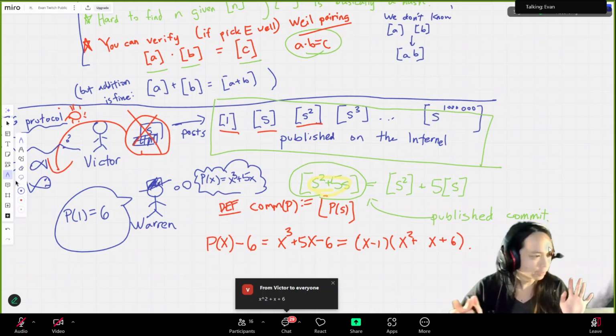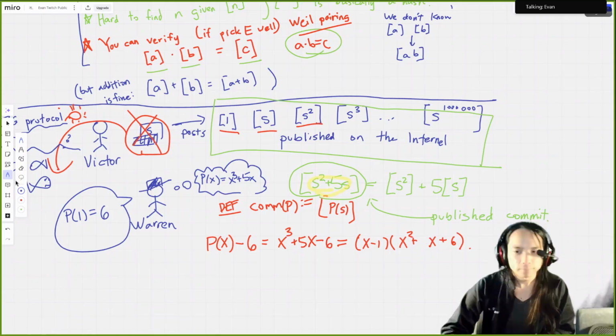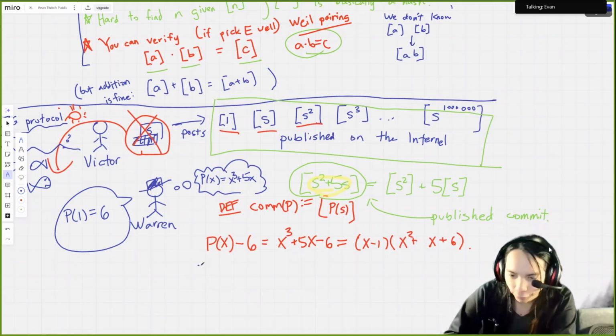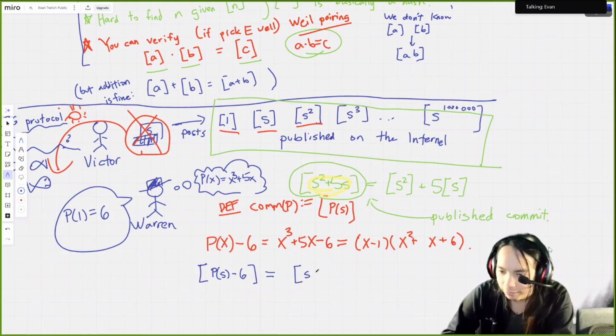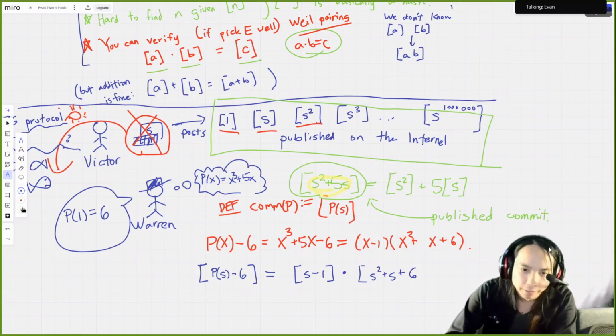So basically, the idea comes down to this. The following identity is true. P of s, which was the committed value, minus 6 is going to be equal to s minus 1 times s squared plus s plus 6, because this is an identity that's true as polynomials, so it should be true when I plug in x equals s. And I changed the example, so let me update the picture here.